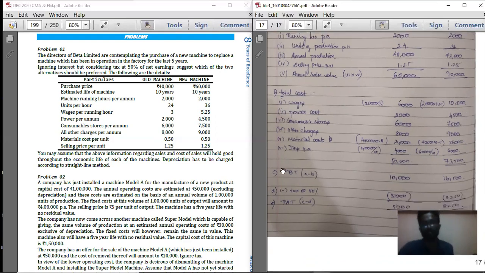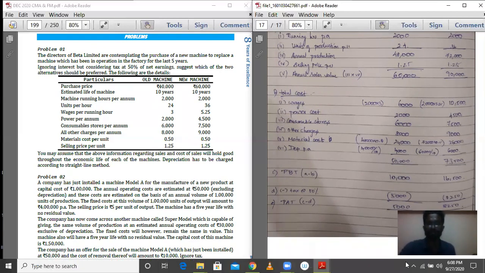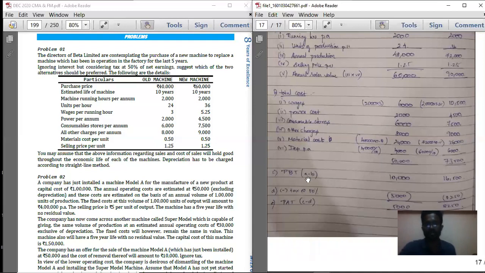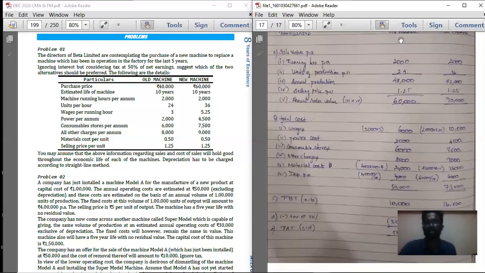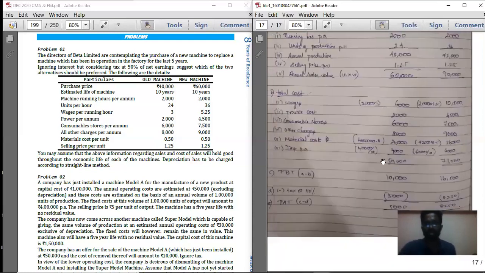Now below that small c, PBT, profit before tax, within bracket record A minus B. In respect of old machine column, 60,000 minus 50,000, you are getting 10,000. And new machine 90,000 minus 73,500, you are getting 16,500. So profit before taxes, old machine is 10,000, new machine is 16,500.